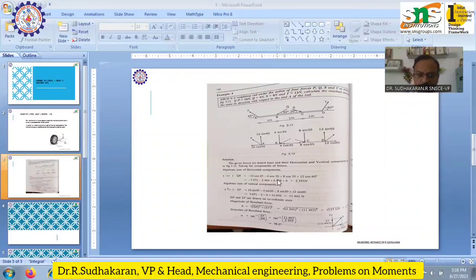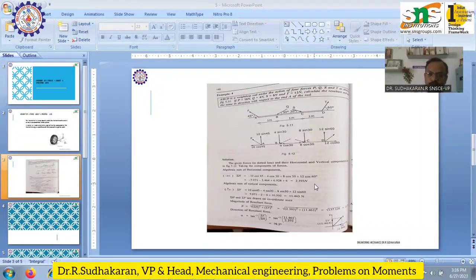So first I am applying sigma H, the sum of all the horizontal components of all the forces. For the first force, it is minus 10 cos 45 since it is acting towards left. Then minus 4 cos 30 acting towards left, plus 8 cos 30 acting towards right, and plus 12 cos 60 acting towards right. So the sum of all the horizontal components comes to be 2.39 Newton.